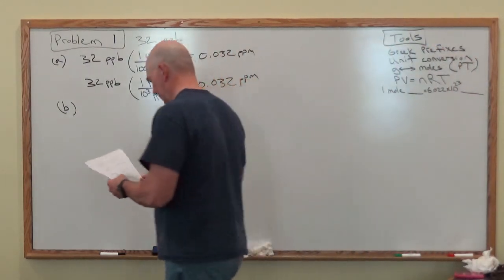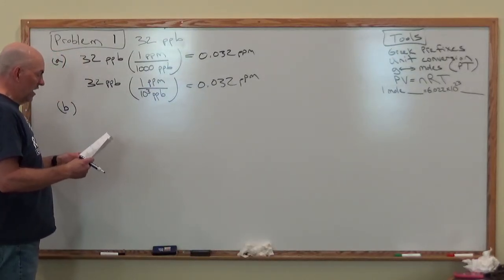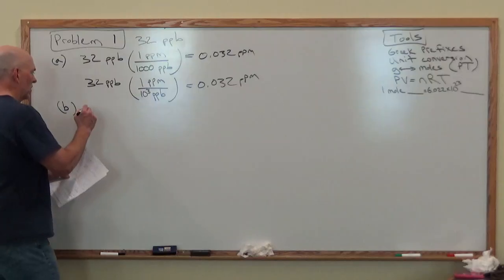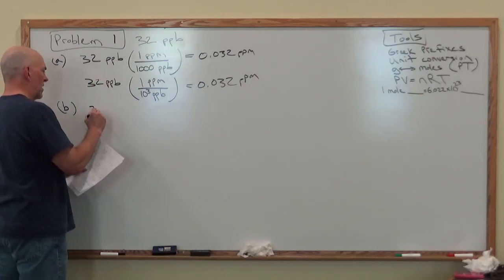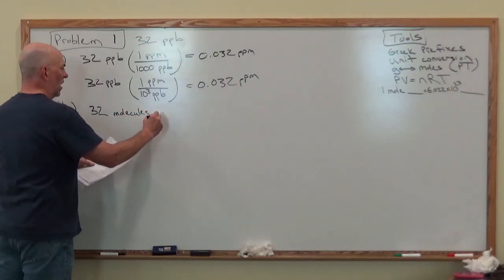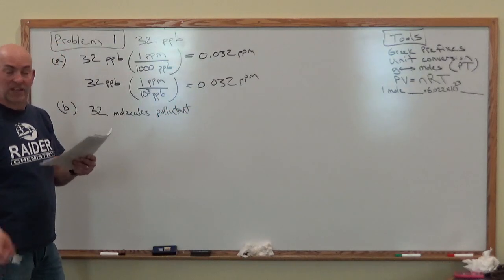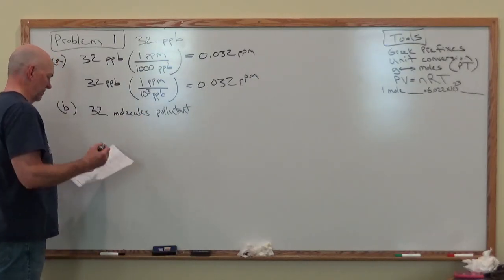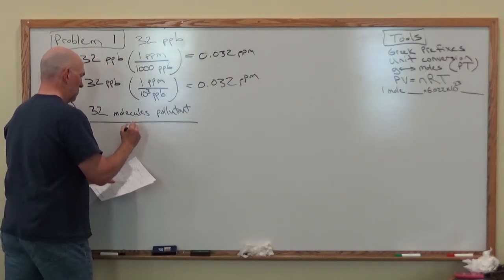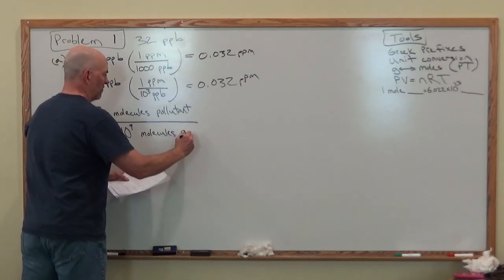Well, for this one, what I found helpful is to know what parts per billion means. And sometimes I start out with this one. So what does parts per billion mean? That means you have 32 molecules of pollutant. I almost wish they would have used a specific pollutant for each of these, but that's okay. So whatever the molecule is, for every billion molecules of air.